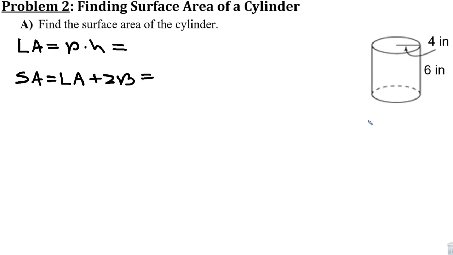Let's fill those in. Now P, we're talking about the perimeter of the base. In other words, the perimeter of the circle, also known as the circumference of the circle. I know the circumference formula is either pi times d or 2 pi r. We've got the radius here, so we'll just say 2 pi times the radius 4. Then once again times the height of the cylinder. That'll be my 6 here.